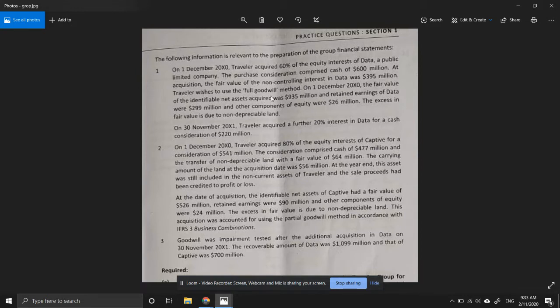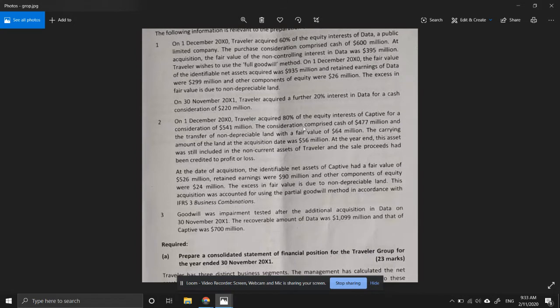Traveler wishes to use the full goodwill method, so not the net proportionate method or partial goodwill method. Easy. Fair value of net assets was this much, retained earnings was this much, other component of equity was there, and then share capital we can get from the SOFP. Excess value is for non-depreciable land. So let's do it.